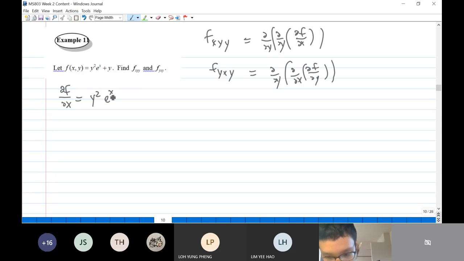Differentiate e to the x, you get e to the x here. And if we differentiate y with respect to x, you get 0. And so this is y squared e to the x. Then differentiate with respect to y now. So 2y e to the x, x constant now, you get 2y e to the x, right? Yes. Okay. Plus.